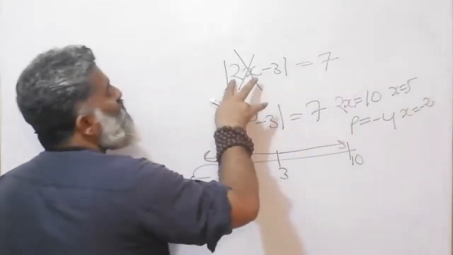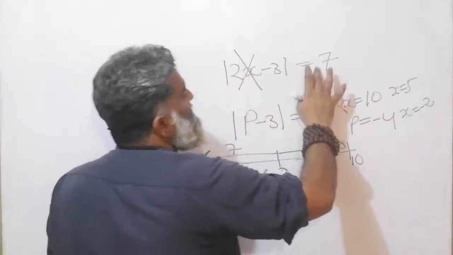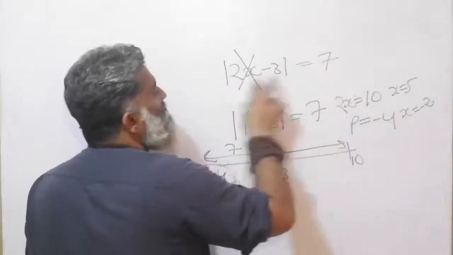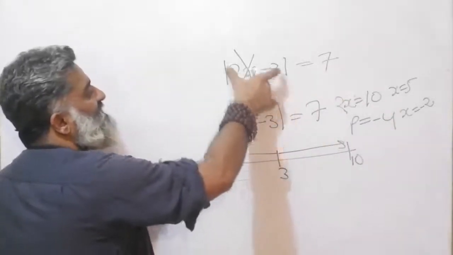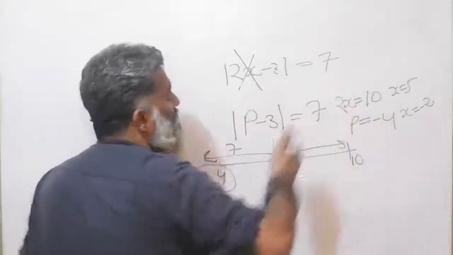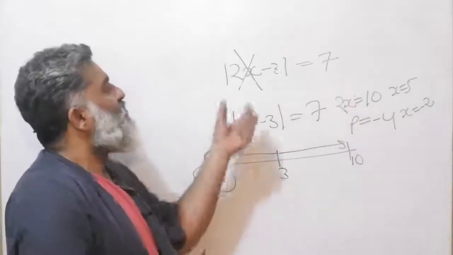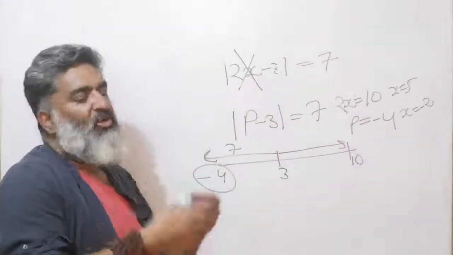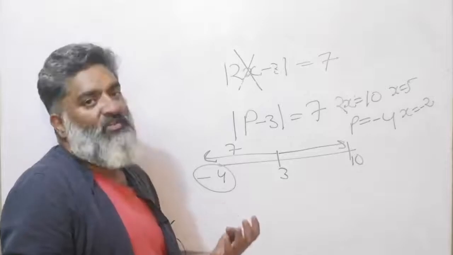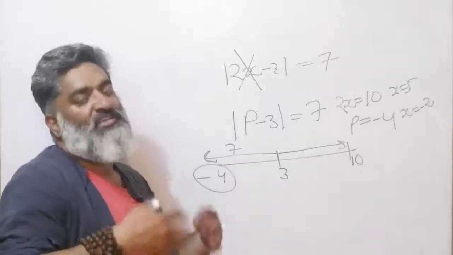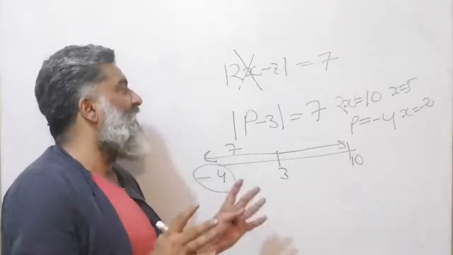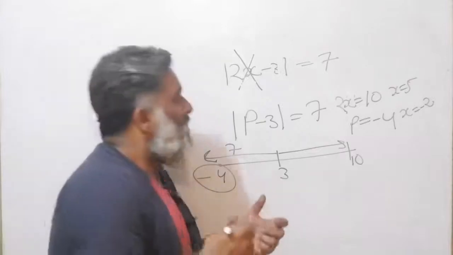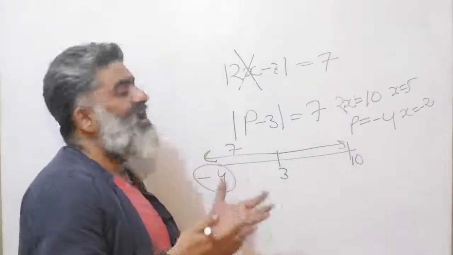Check again. 2 5s are 10, 10 minus 3 is 7. 2 into minus 2, minus 4, minus 4 minus 3, minus 7. But because of the mod, the overall value will be plus 7. So even if it is getting slightly complicated, it doesn't make too much of a difference. And remember, we are learning this just for fun now. We already got the idea. We have already got the basic idea in our pocket.